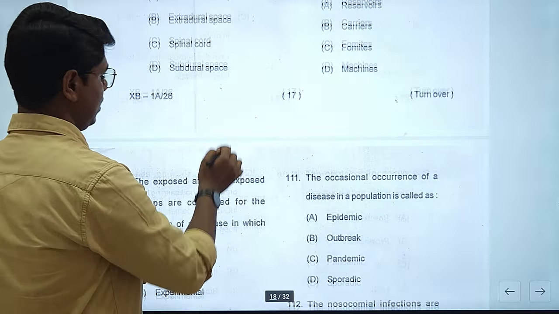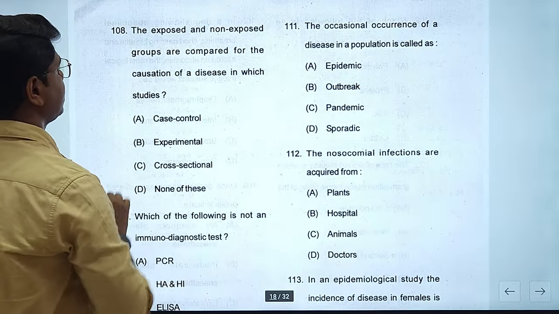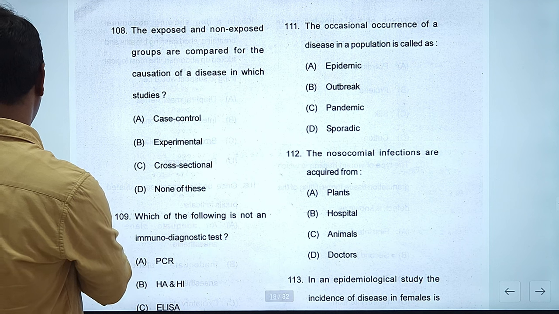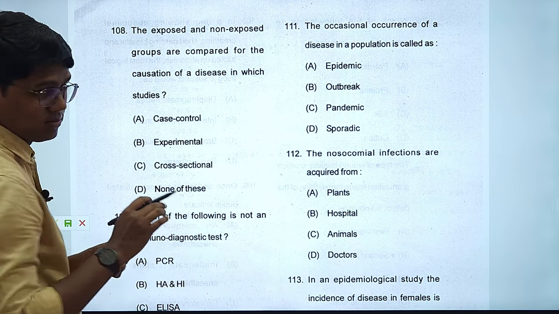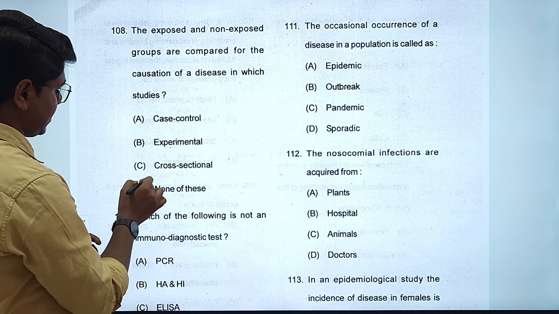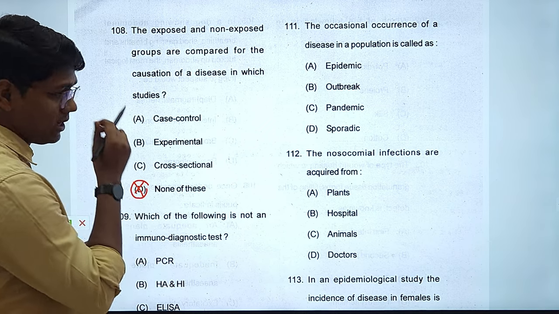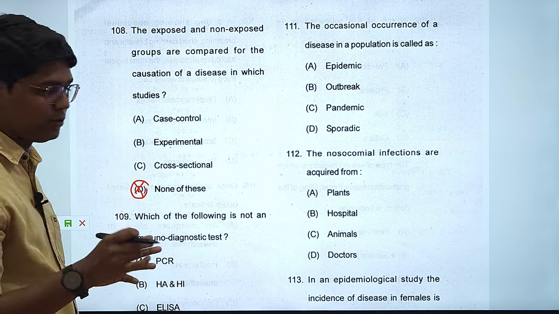Okay. 108. The exposed and non-exposed groups are compared for the causation of a disease in which studies? I think the answer in your answer key is D, but it is wrong actually, in my opinion. If any epidemiologist is watching, do correct me.